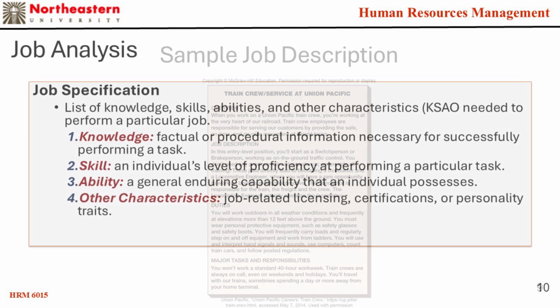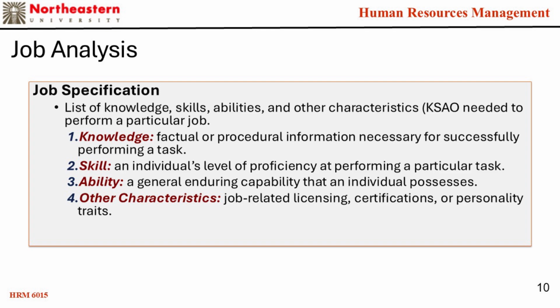The job specification is a little bit more detailed, so you get the job description, which gives you kind of an overview. The specification is much more detailed, so you're getting down to knowledge, skills, and abilities for each particular job. What do you need to know? What facts, what procedural information do you have to have in order to complete each task? What skill do you have to have? The skill is a level of proficiency of doing a particular task, and the ability is kind of a general capability that you possess, that you are able to do something.